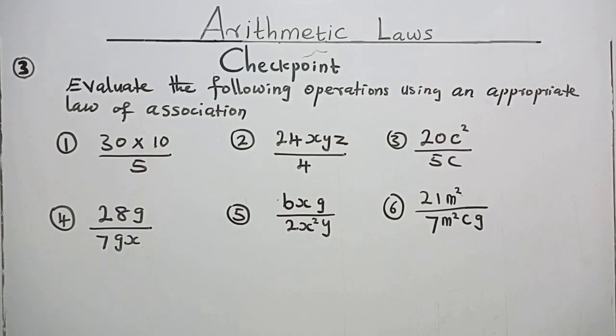And here comes the checkpoint. It says, evaluate the following operations using an appropriate law of association. The first is 30 times 10 over 5. Number 2 is 24xyz over 4. Number 3 is 20c squared over 5c. Number 4 is 28g over 7gx. Number 5 is bxg over 2x to the power 2y. The number 6 is 21m to the power 2 over 7m to the power 2 cg.